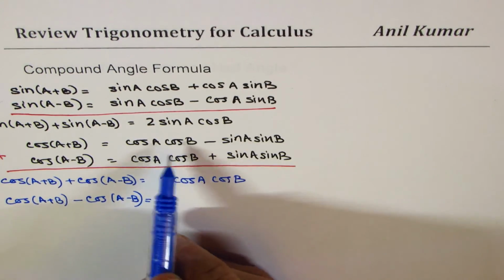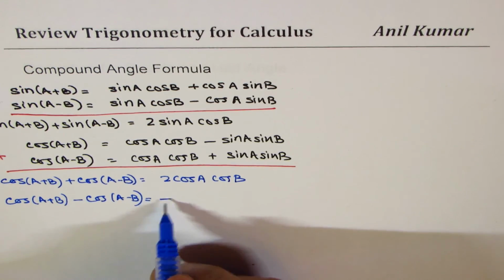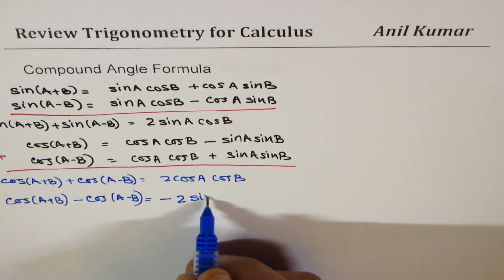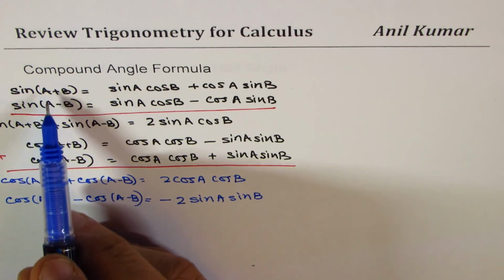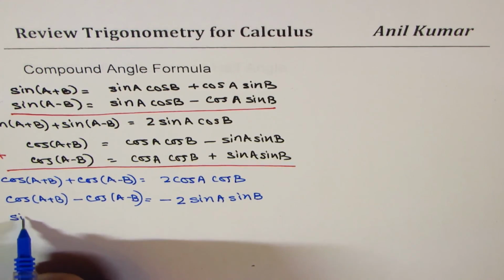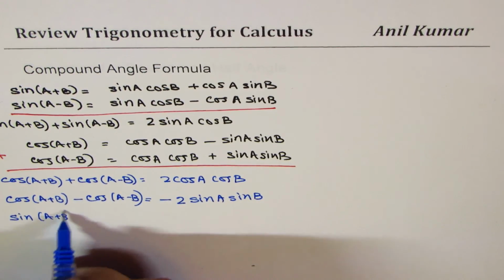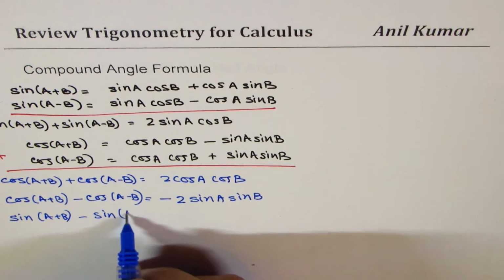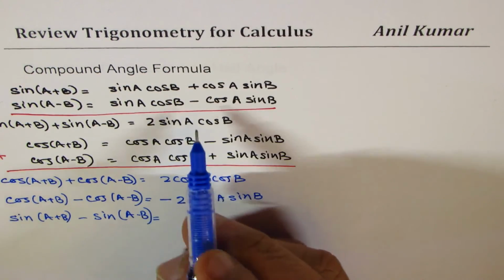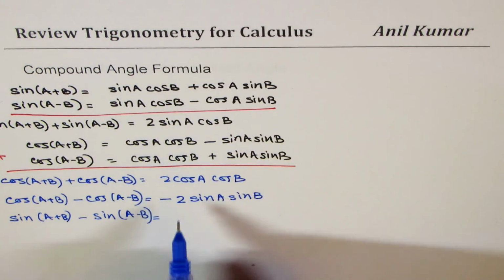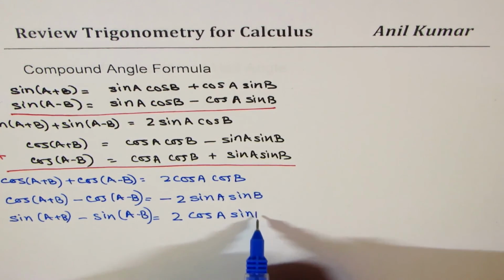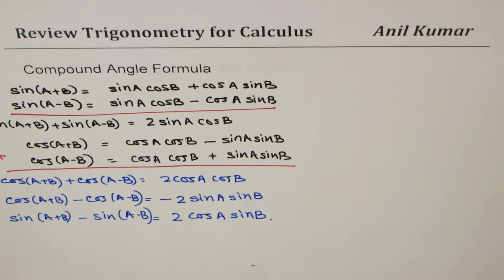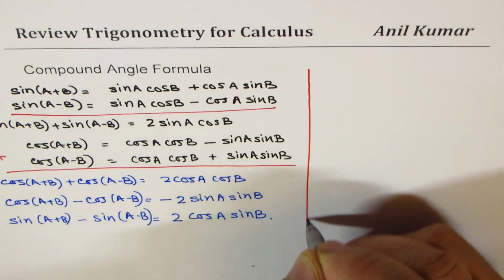It is important to note that when you take away, you get it with the negative sign: 2 sine A sine B, right? But if you do the same thing for the sine function, which is sine of A plus B minus sine of A minus B, when you do minus, they get subtracted, but you get plus 2 cos A sine B, correct? So these are very important formulas to remember, right? And they are called double angle formulas.